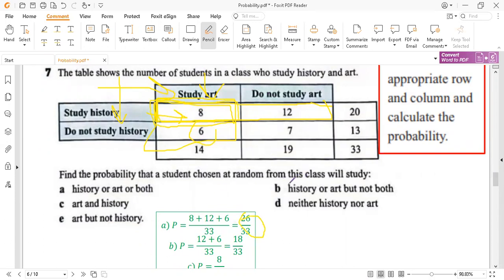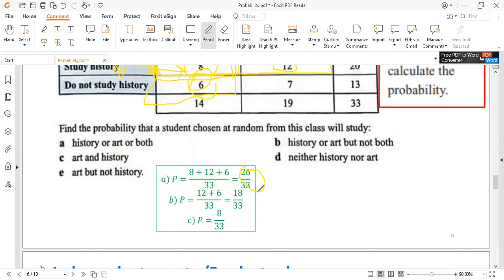Okay? In part B, history or art, but not both. History or art. So, study history. So normally it is like studying history or art, but not both. Okay, so it could be studying history and not art. It is 12, plus it can be art without history. So it is 6. Okay, so 12 plus 6, 18/33, and so on.